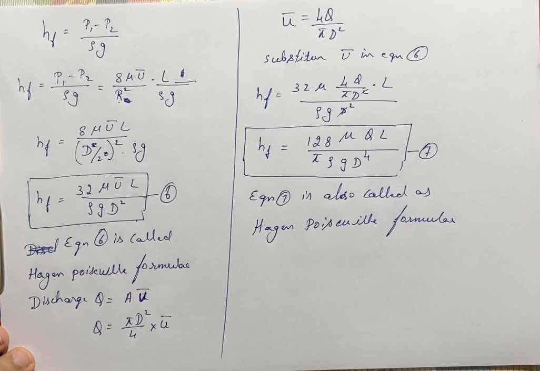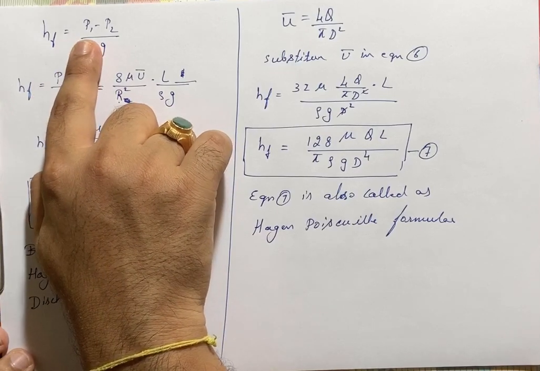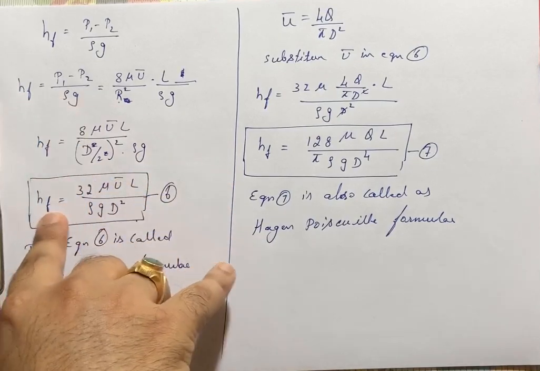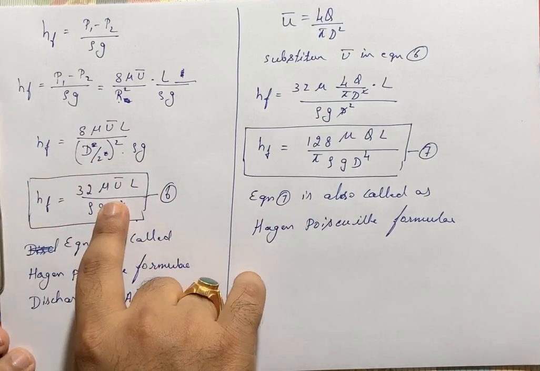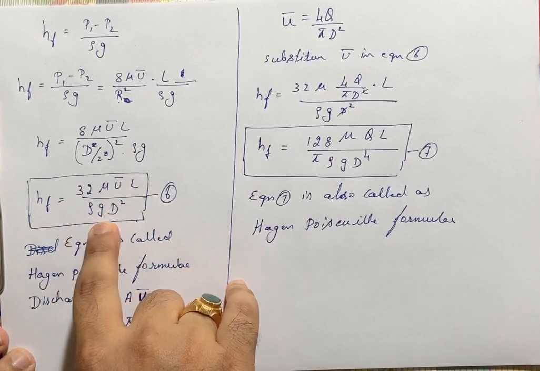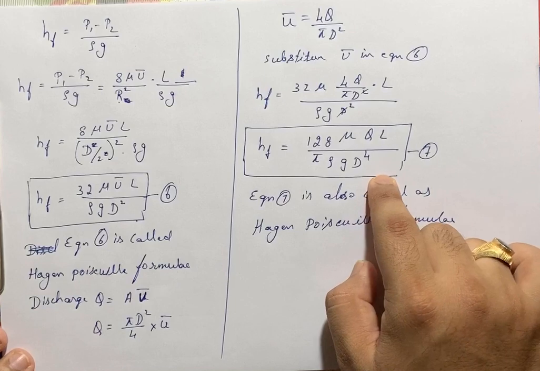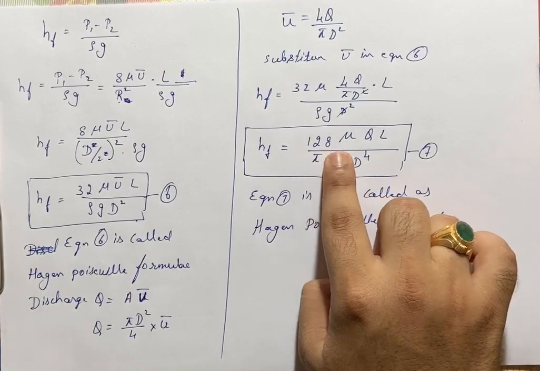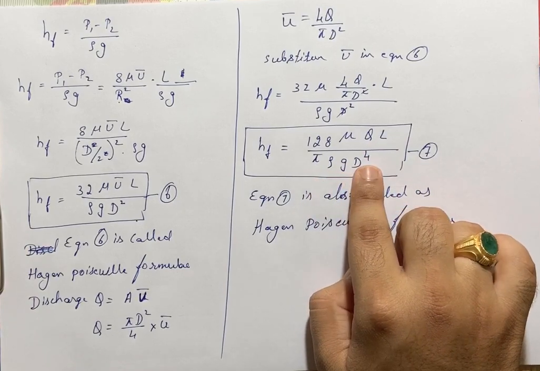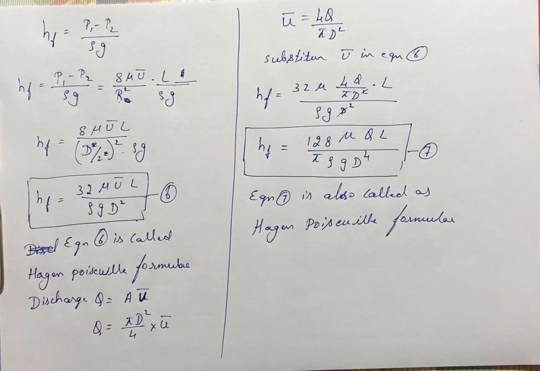After finding this, now you need to go for the HF value. HF is the head loss due to friction, that is P1 minus P2 divided by rho g. After finding HF, this is nothing but the Huygens-Poiseuille formula, that is 32 mu u bar L divided by rho g into d square. This is the Huygens-Poiseuille equation. If you want to write it in terms of discharge, it will be 128 mu Q L divided by pi into rho g d raised to 4. This is also the Huygens-Poiseuille formula for a circular pipe.